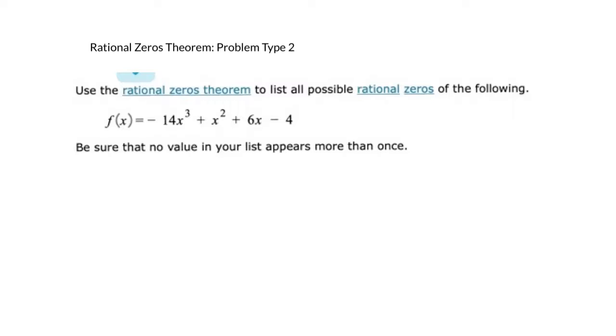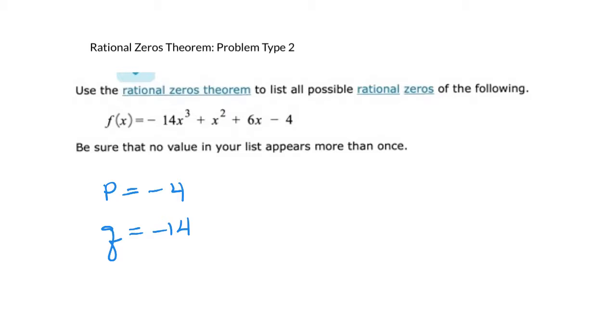So these zeros that we're going to list might be zeros, but they might not. They just want us to list all possibilities. So we're going to let p equal negative 4, that's the constant term, and q equal negative 14, which is the leading coefficient for negative 14x cubed, the largest degree term in our polynomial function.